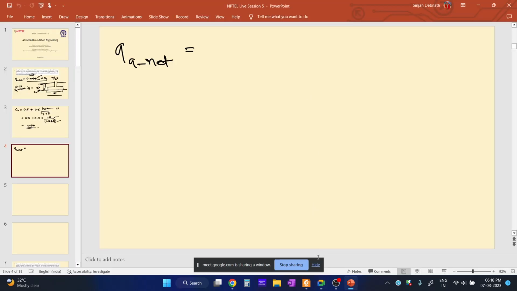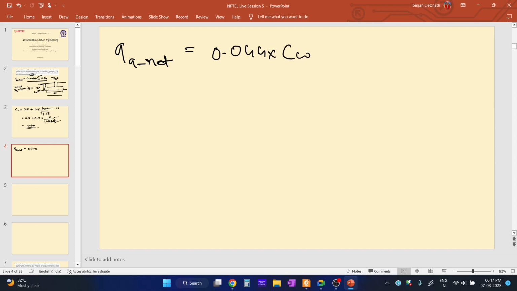Okay, so here it is. Let me write down the equation once again. So it is 0.044 into CW into N into SA, and this will be in ton per meter square. SA is in millimeter, and that's all. Okay, and this too has no unit. Now let me put all the values over here.